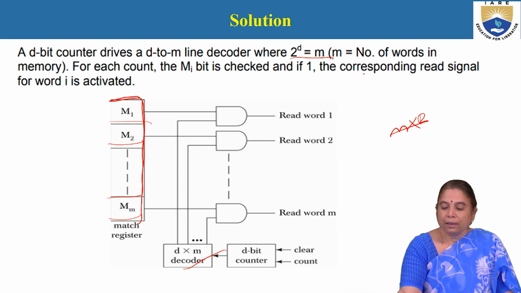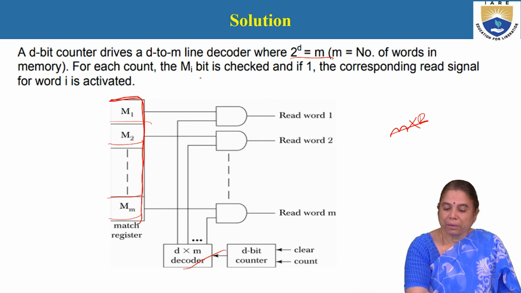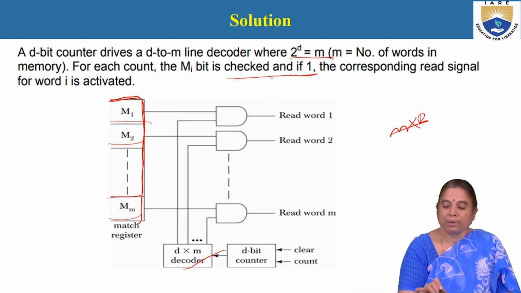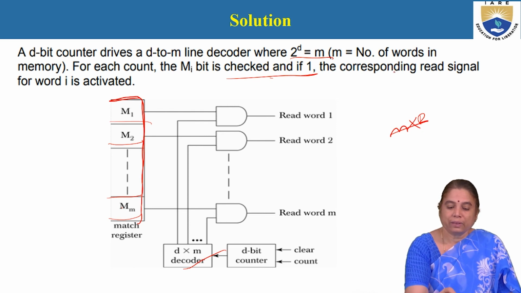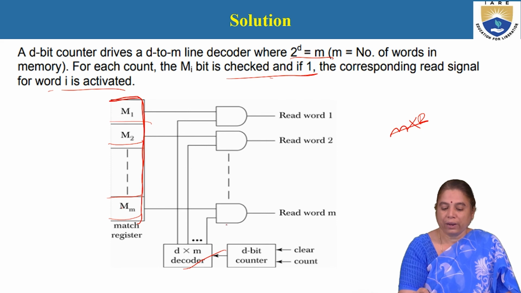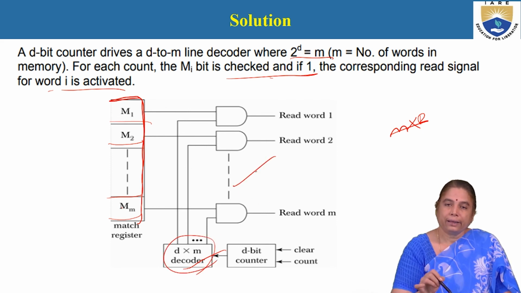Here, M is the number of words in the memory. For each count, the M_i bit is checked, and only if it is 1 can the searched word be matched in the memory. So the corresponding read signal has to be activated with the help of the D to M decoder and AND gate logic.